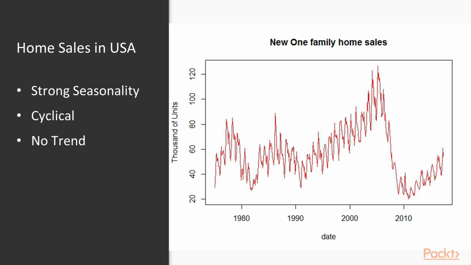We don't see any trend. We do see some cyclical pattern in this data. However, we don't see much of a trend in this data set. So we also see that during the economic crisis, the home sales fell from 120,000 to close to 20,000 units, and this was the end of the crisis, and then we see a steady increase in our home sales.